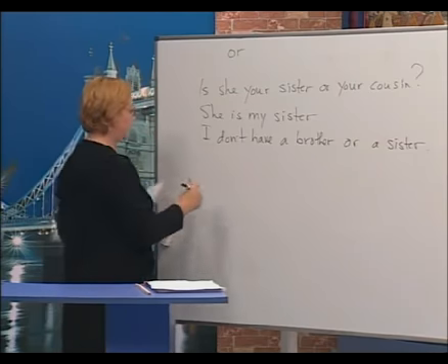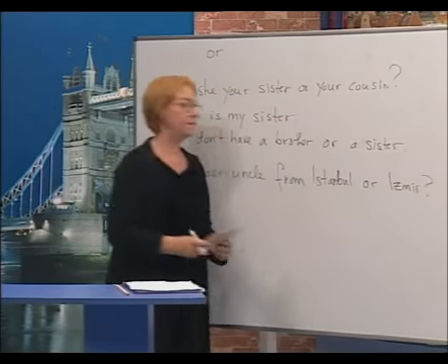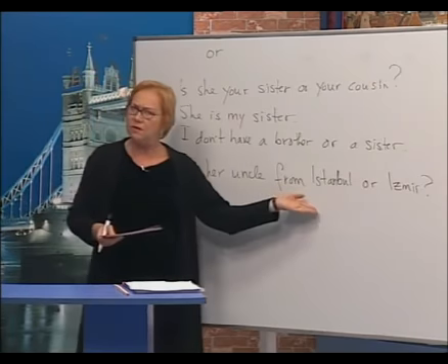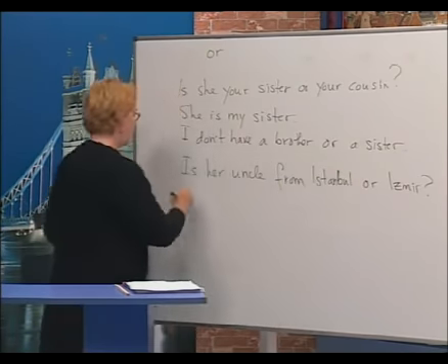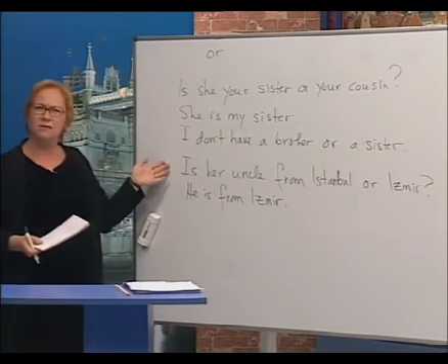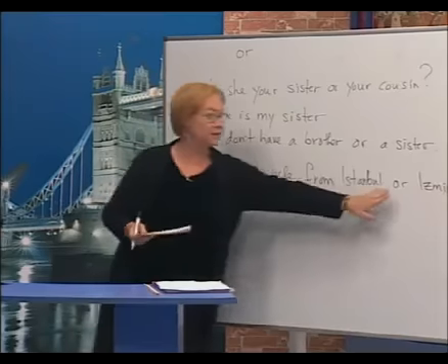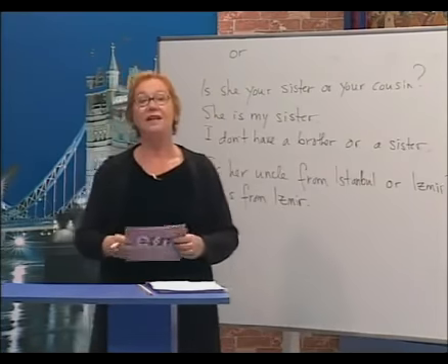Here's another one. Is her uncle from Istanbul or Izmir? Is her uncle from Istanbul or Izmir? He is from Izmir. Is her uncle from Istanbul or Izmir? He is from Izmir. Okay, so this gives a choice. Now, let's practice.